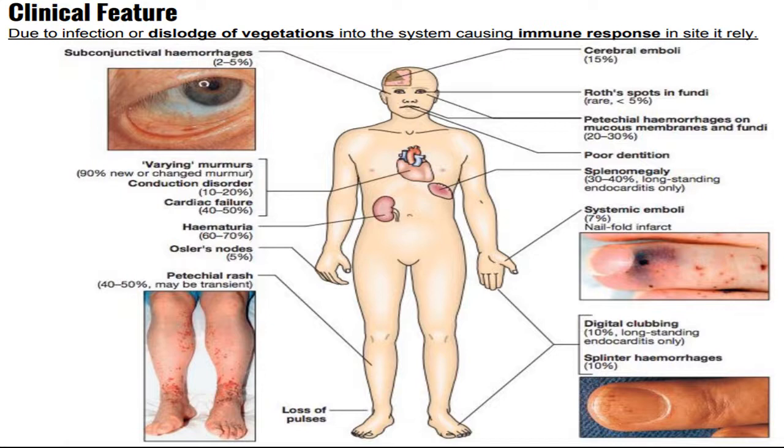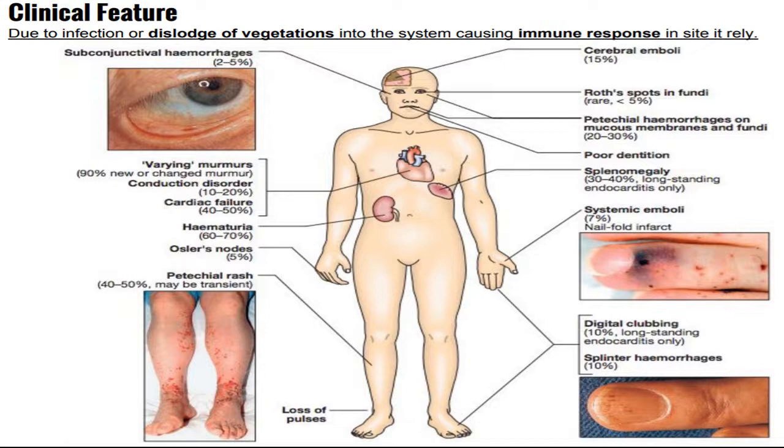Cerebral emboli are seen in 15%. Roth spots in the fundi: when you do ophthalmoscopy, you see Roth spots in the retina. Petechial hemorrhages on mucous membranes and fundi. There can be poor dentition, which is a risk factor for infective endocarditis. Splenomegaly is seen in 30 to 40% of cases of infective endocarditis, in long-standing endocarditis only. If it is acute, you might not see splenomegaly. In subacute infective endocarditis, yes, you will see splenomegaly in 30 to 40% of cases.